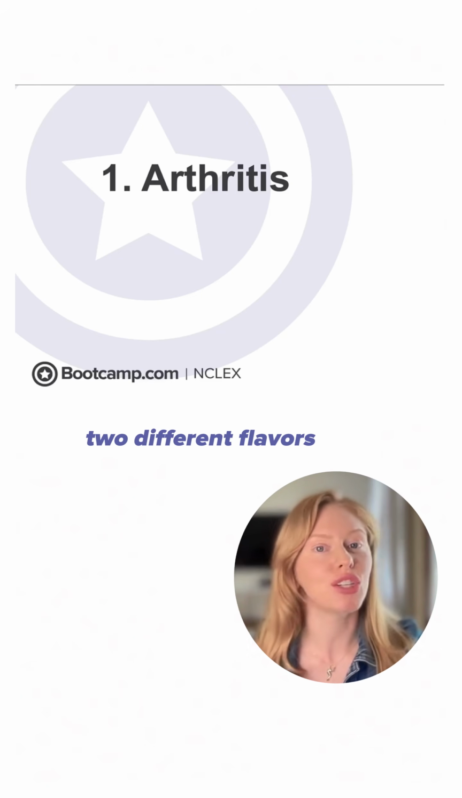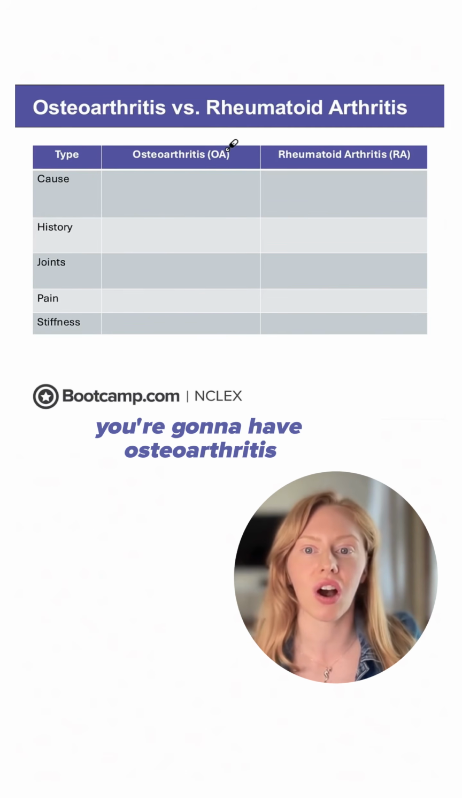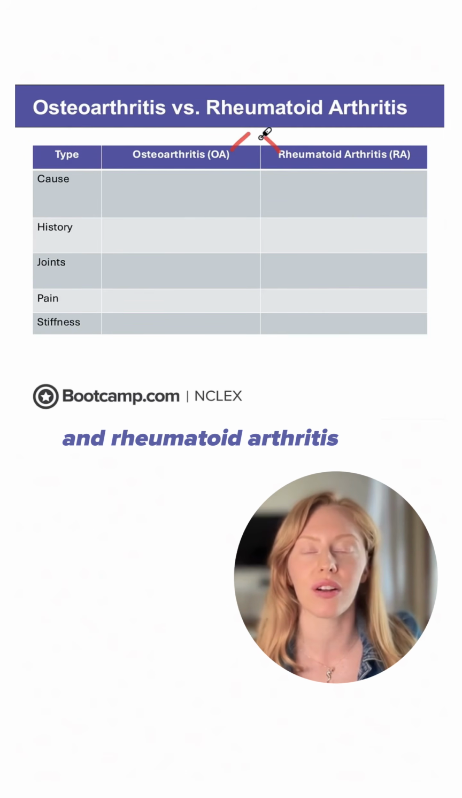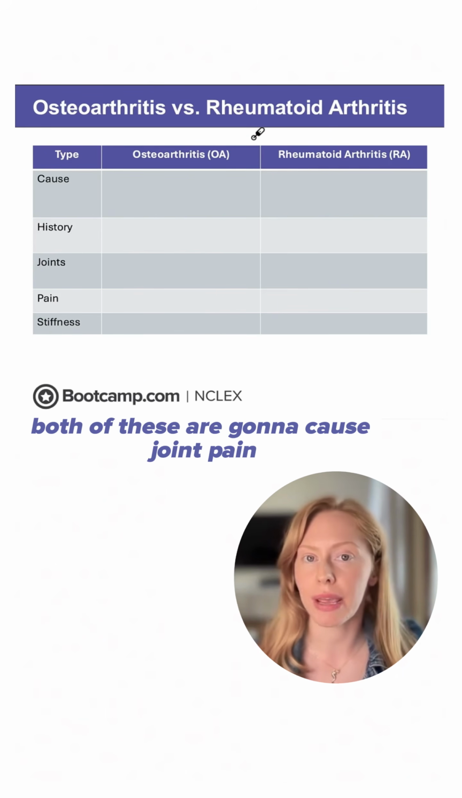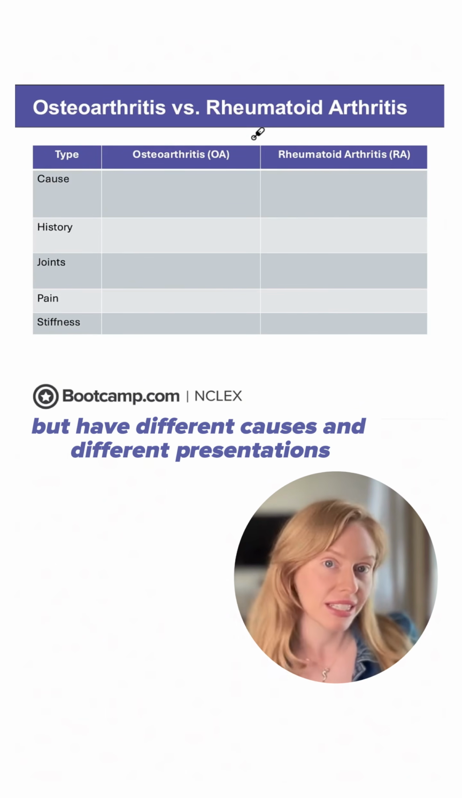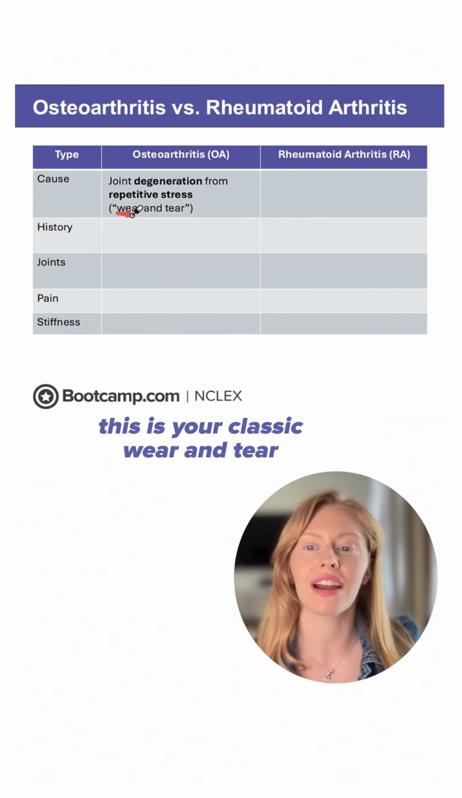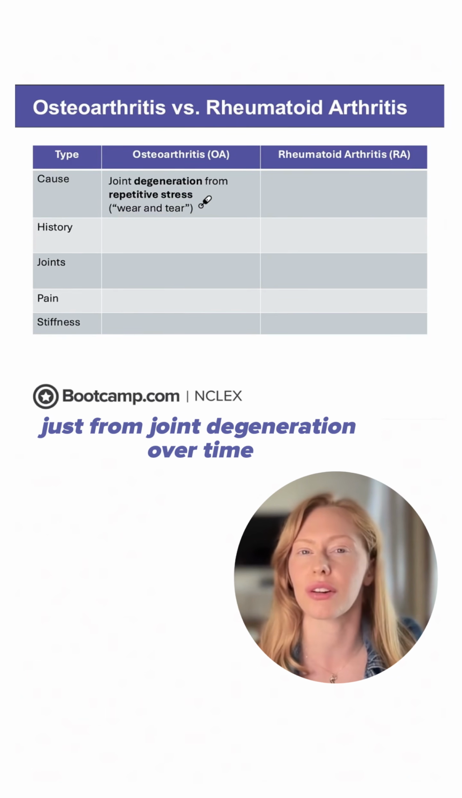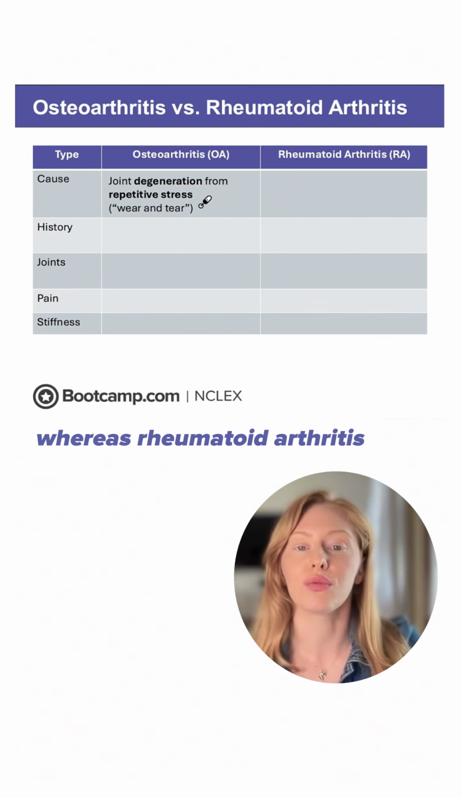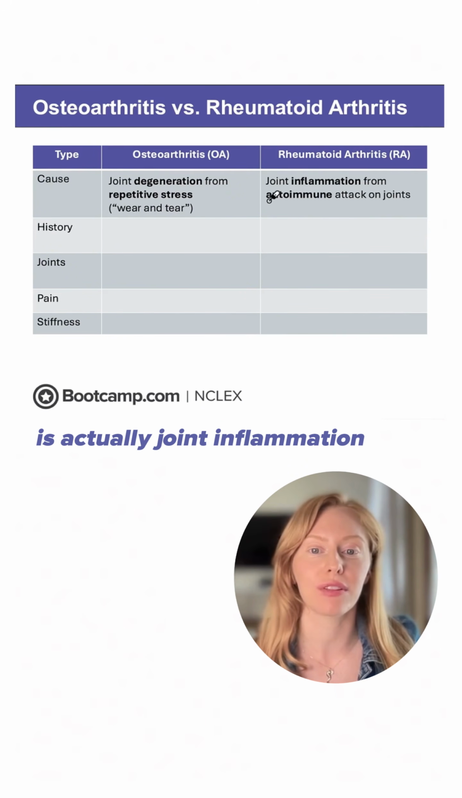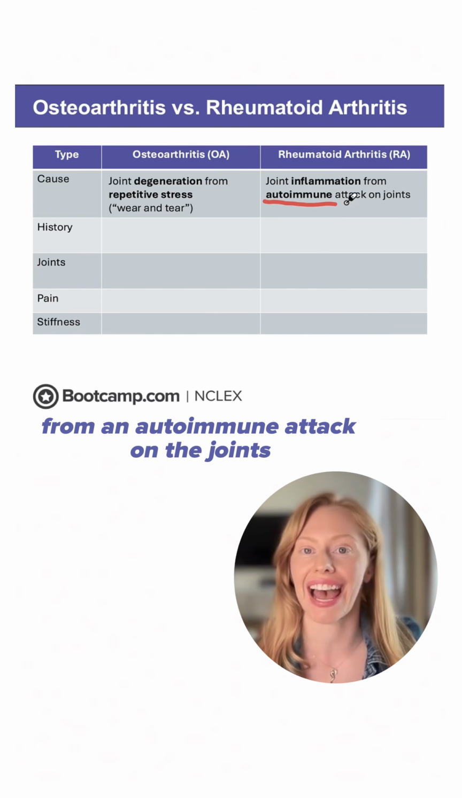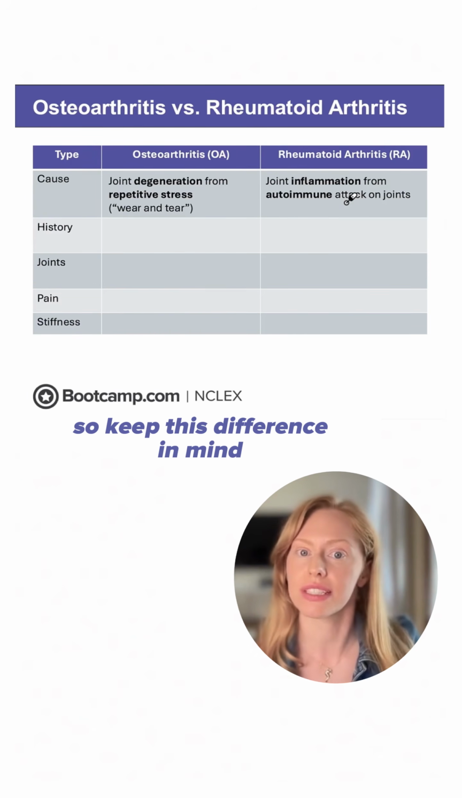Arthritis is going to come in two different flavors. You're going to have osteoarthritis and rheumatoid arthritis. Both of these are going to cause joint pain, but have different causes and different presentations. And so osteoarthritis, this is your classic wear and tear, just from joint degeneration over time. Whereas rheumatoid arthritis is actually joint inflammation from an autoimmune attack on the joints. So keep this difference in mind.